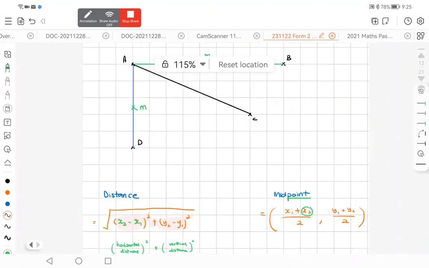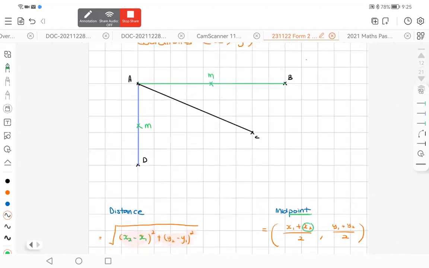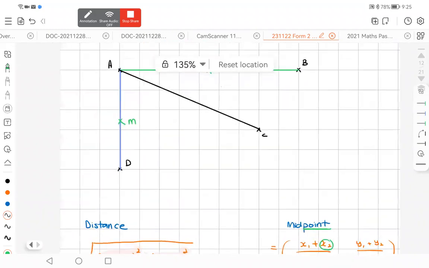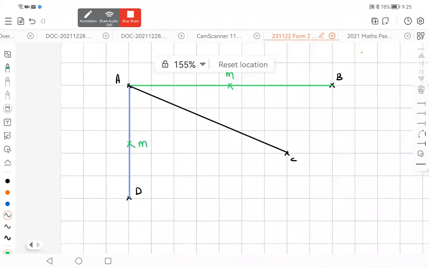Okay, midpoint. Then other than distance and midpoint, they can ask you about gradient. So what's the meaning of gradient again? Gradient. How the line? Okay, it is the steepness of the line, slanted?